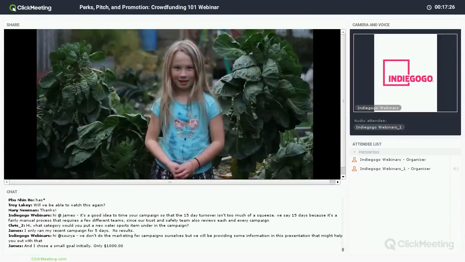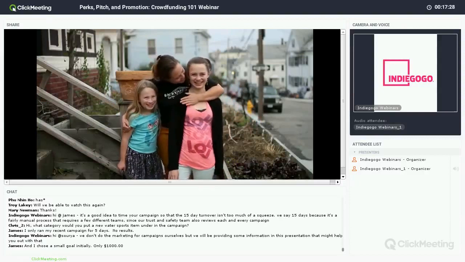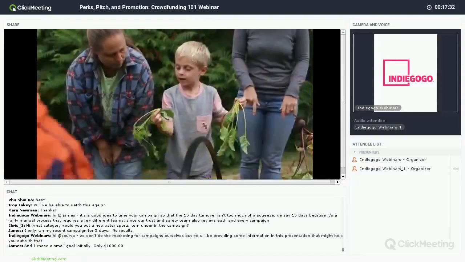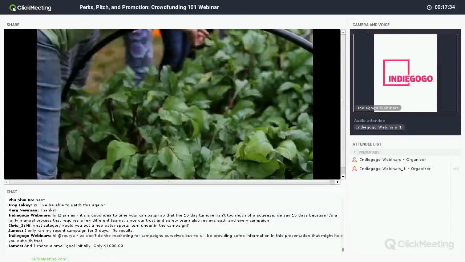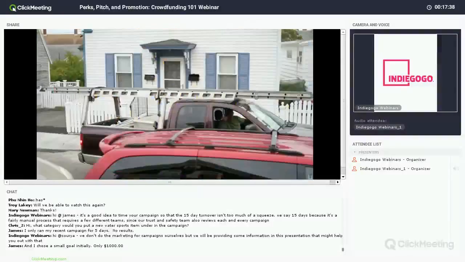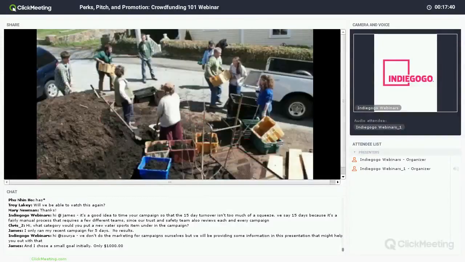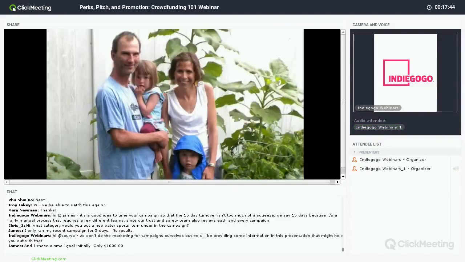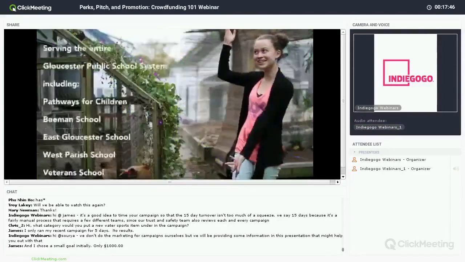Hi, I'm Willa. And I'm B. And this is our mom, Lara. She's the director of Backyard Growers, this really cool organization that provides garden beds and programs to families, schools, and community groups in Gloucester, Massachusetts. Lara's the best! In 5 short years, Backyard Growers has evolved from providing a handful of neighbors with backyard gardens to all this.